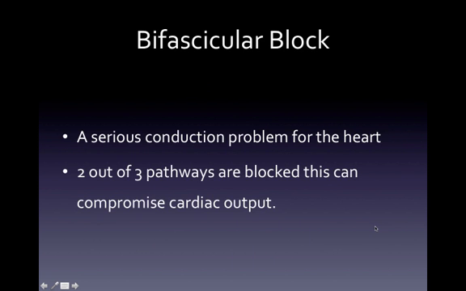A bifascicular block. A bifascicular block is a serious conduction problem that essentially is 2/3 of our conduction system is blocked. Now, an example of this, a right bundle branch block with an anterior hemiblock is a bifascicular block. Bi meaning 2 out of the 3 pathways are blocked. This means that there could be a serious cardiac conduction problem. Very simply, 2 out of the 3 pathways are blocked.